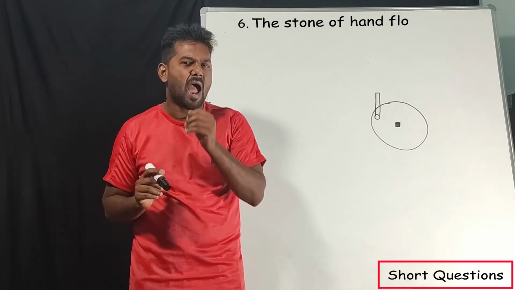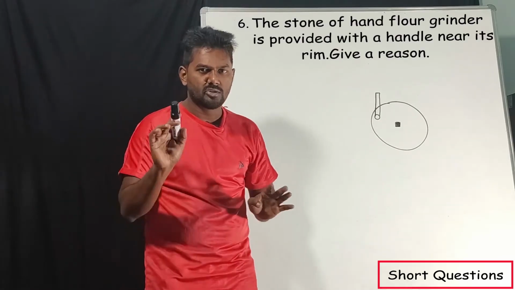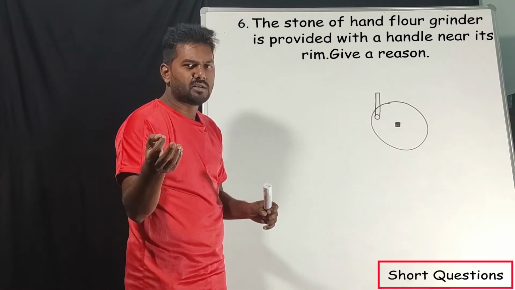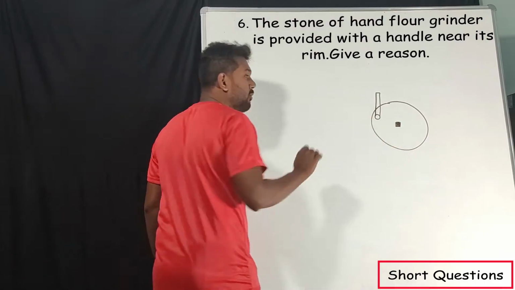The stone of the hand flour grinder is provided with a handle near the rim. So this is the question. They are asking the reason. See, it is very simple. Listen. What is this? This is the pivoted point.